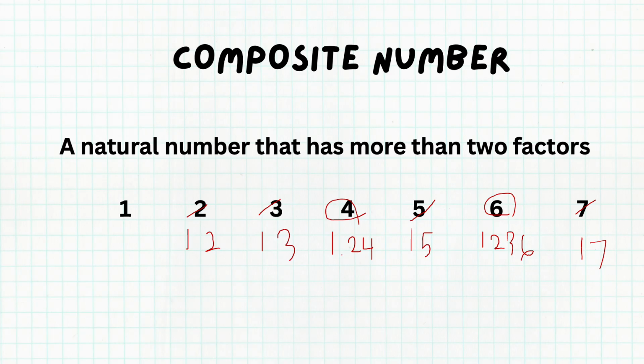And again, number 1 is a special case, because it has only one factor, which is itself, so it doesn't have two factors. So this is not a prime number, and it doesn't have more than 2, so not a composite number either. So 1 is neither prime nor composite.